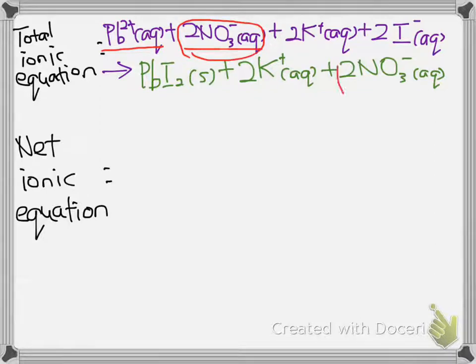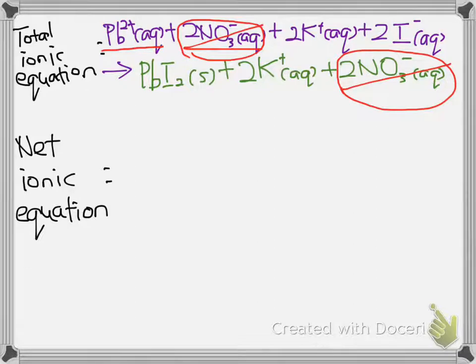It also appears in the products. Therefore, before and after the reaction, there is no change in the nitrate ions. Therefore, it is a spectator ion. Therefore, we will cancel out the spectator ion from the total ionic equation.